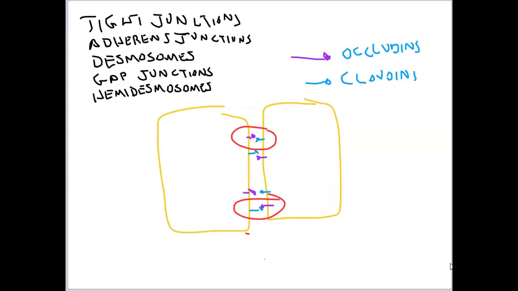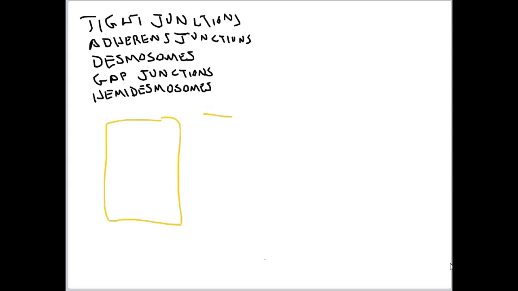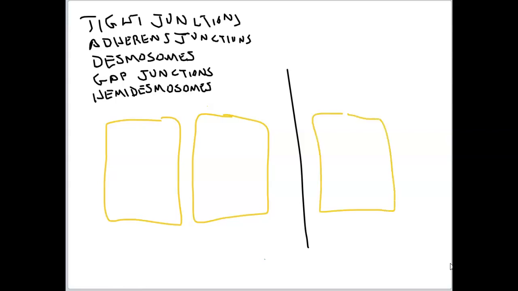Now, adherence junctions and desmosomes, I'm going to talk about simultaneously, side by side, because they share a lot in common, which makes them easier to remember because you don't have to memorize 2 things separately. But they're also somewhat easily confused as well because they have so much in common. So we'll do our adherence junctions on the left, and we'll do our desmosomes on the right. So let's first talk about how they are similar. Well, they are similar in that both of them are going to culminate on this transmembrane protein called cadherin.